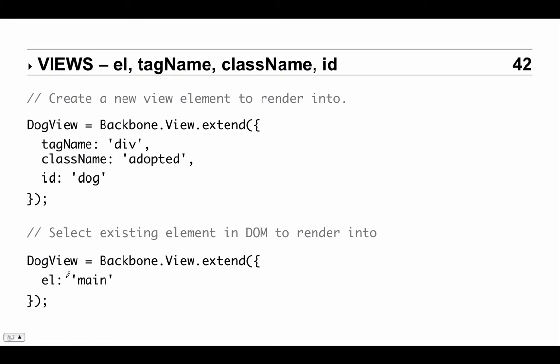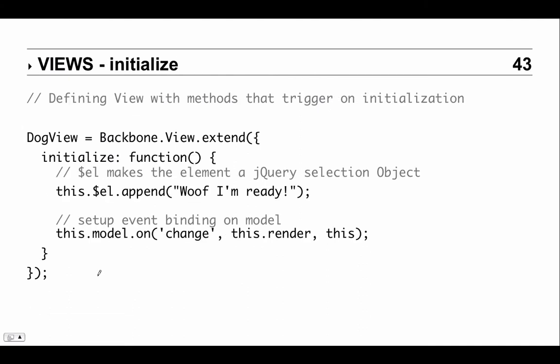So here in this previous example, we had pointed the element to the main element, which is an HTML5 semantic element that's already existing in the DOM. So then here on initialize, when we call this.$el, the $ sign creates a jQuery selection of the main element in the DOM. And then we're able to call jQuery methods after that. And in this case, we're appending a string of text into the main element.